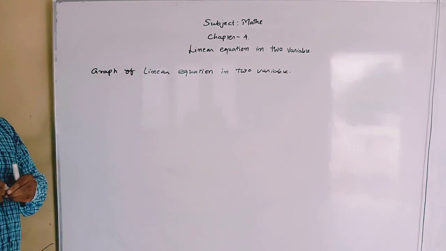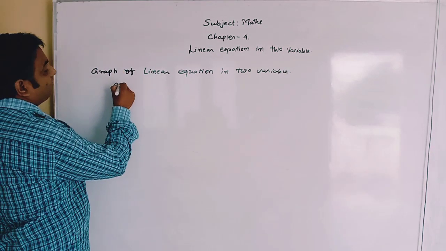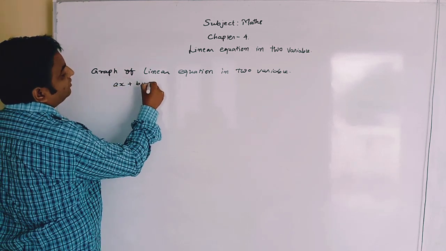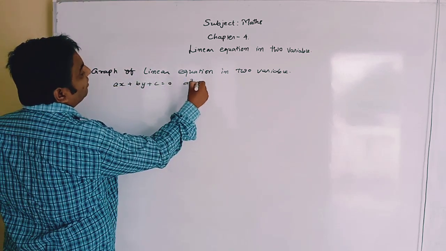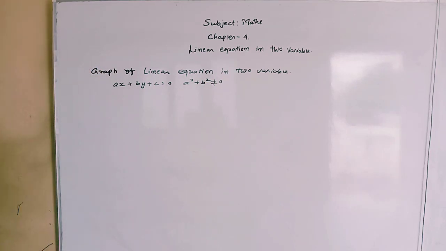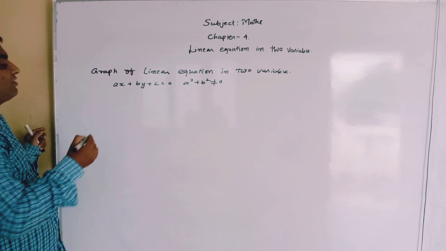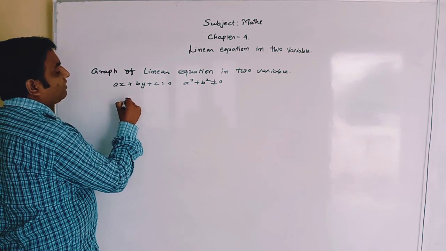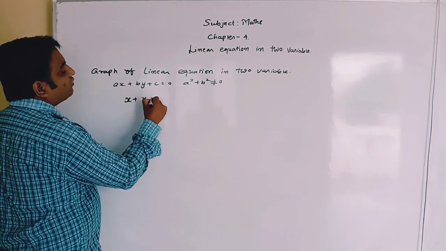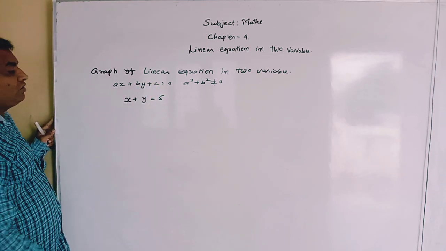Now we know that any equation of the type ax plus by plus c equals 0, where a square plus b square is not equal to 0, is called a linear equation in two variables. We will take such equations. First we take a simple equation, x plus y equals 5. So we find the solution of this.